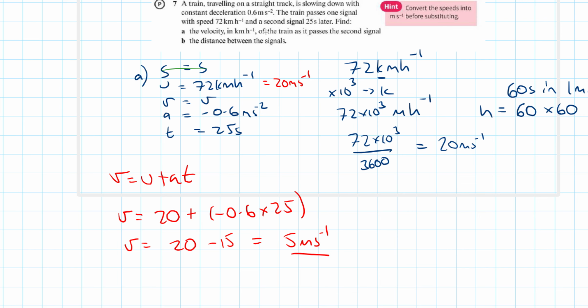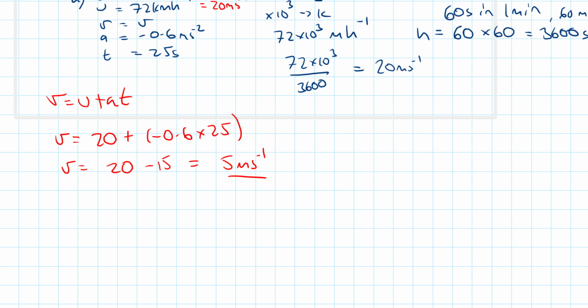However, check: the question states kilometers per hour, so we need to convert this into kilometers per hour. For every second, the train travels 5 meters. So all we do is reconvert this back. Instead of dividing by 3,600, we're going to times by 3,600. So it becomes 5 times 3,600, which tells you how many meters it does per hour. Then we divide by 10 to the 3, but we'll do the first step first, because it's easier to see.